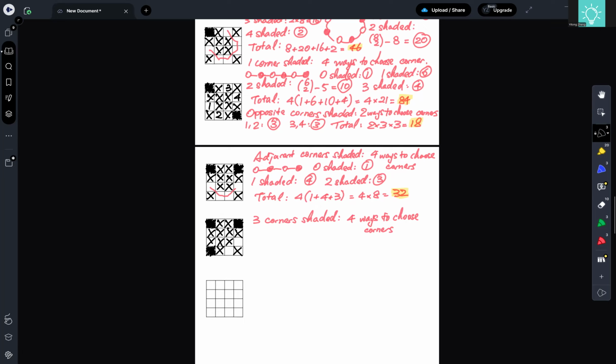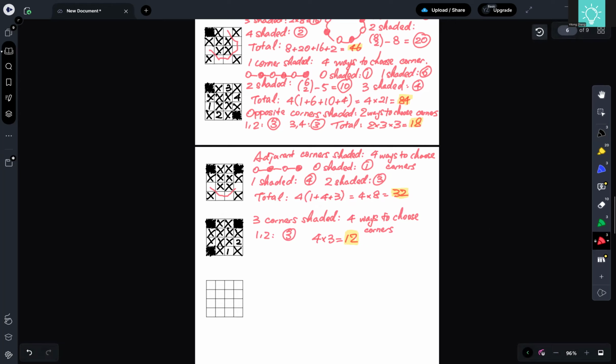So now we are just left with 2 remaining, 1 and 2, right? And how many ways are there to shade these 2? There's 3 ways. You shade one of them or neither of them. So how many ways are there? There's 4 ways to choose the corners and 3 ways to do everything else. So there's another 12 shadings in this case.